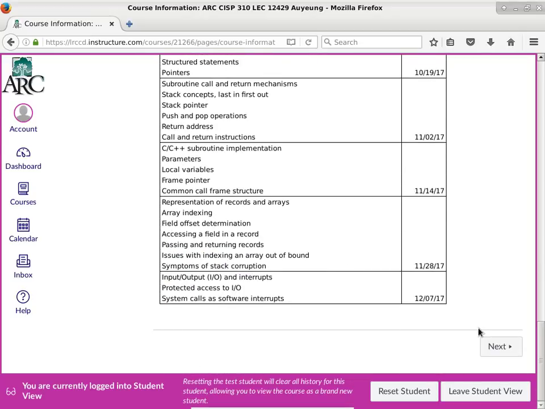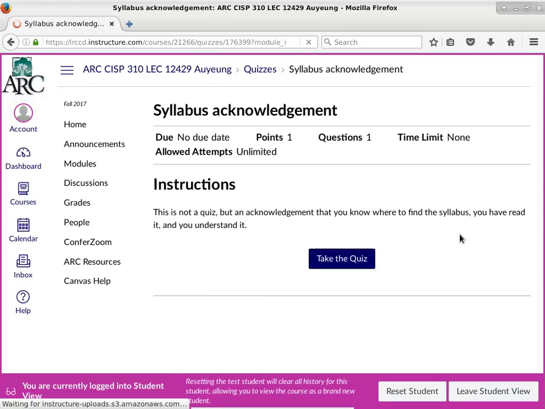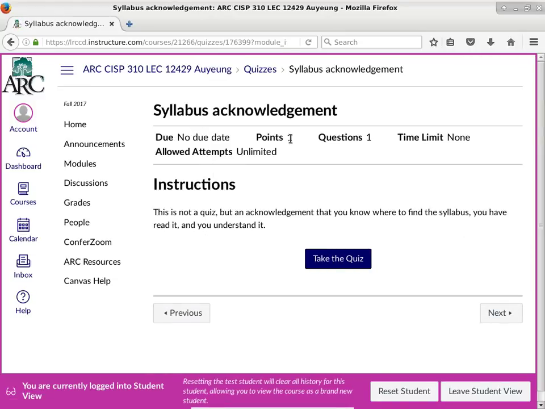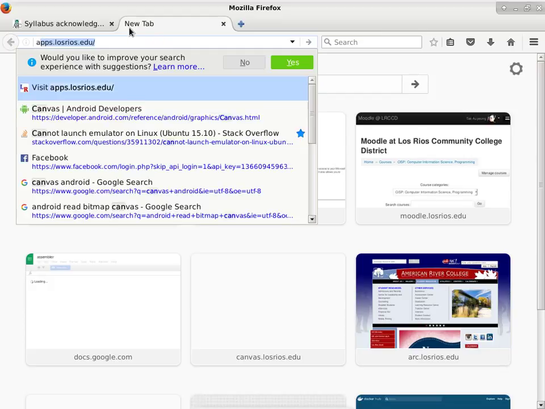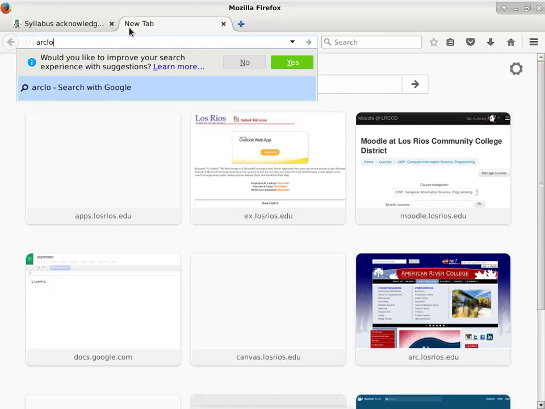Okay, I'm missing one link at the very bottom of this. So I'm going to go to my website and locate that here. That's the actual part of the.